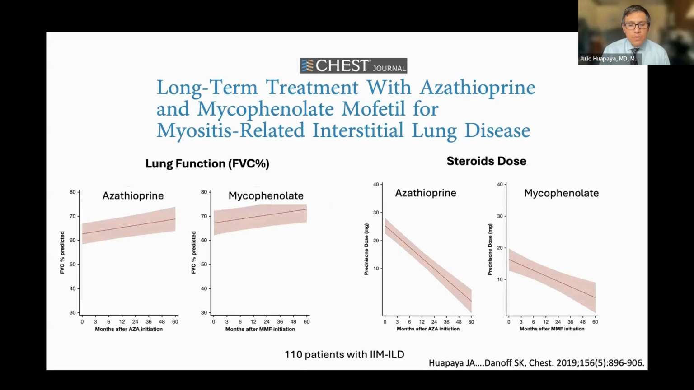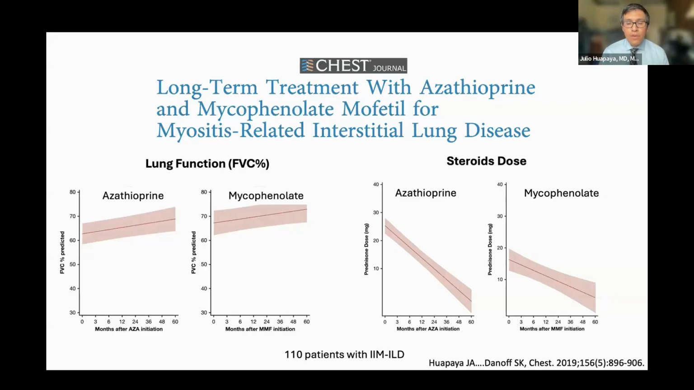With Dr. Danov and the Hopkins group, we published this paper in 2019 where we look at the effects of two medications, azathioprine or Imuran, that some of you may be more familiar with, or mycophenolate, which both are used to treat myositis. And what we saw is that both drugs were comparable in terms of improving lung function and helped us reduce the steroid dose, which we all know how bad steroids are in terms of side effects.